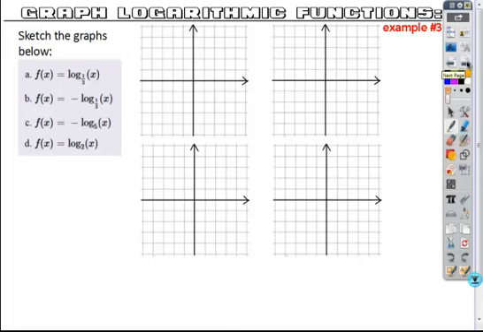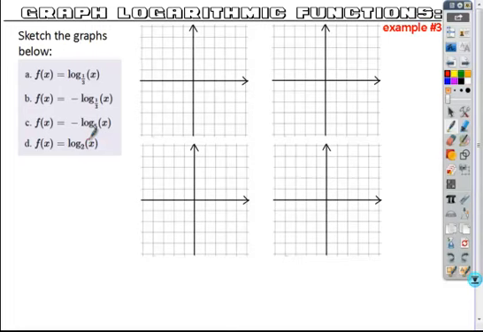The thing is just to make sure you understand when the base is less than 1 versus when the base is greater than 1. Okay? So when you're looking at these bases, if the base of your log is a fraction smaller than 1, it's going to be the inverse of exponential decay. If the base is greater than 1, then it's going to be the inverse of exponential growth.